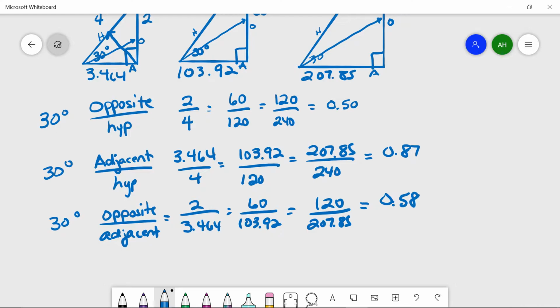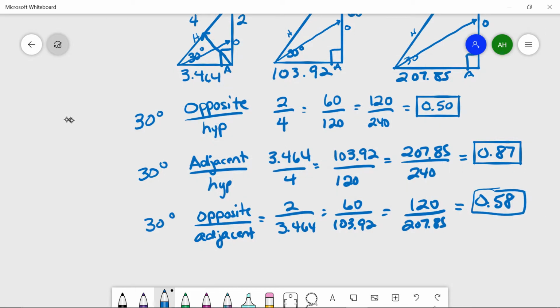If you take a 30-degree angle and divide that opposite side by the hypotenuse, you are always going to get this 0.50. Here you're always going to get this 0.87, and here you will always get this 0.58. Okay, what we call these relationships are the sine, the cosine, and the tangent.